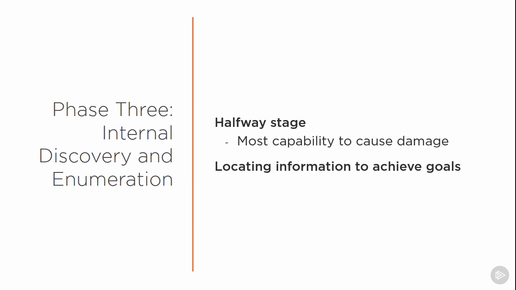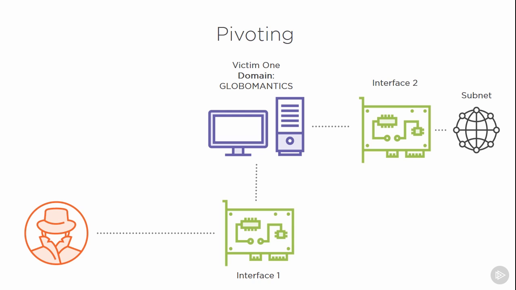Another thing that we need to look at is a concept called pivoting. Pivoting is a method through which an attacker routes their traffic through one or multiple systems in order to communicate across subnets. This can be extremely useful in how it enables an attacker to exfiltrate data from a system that you thought was secure in its own subnet.